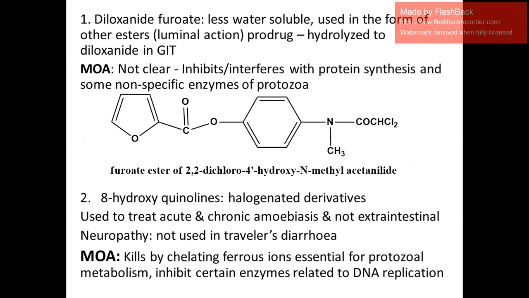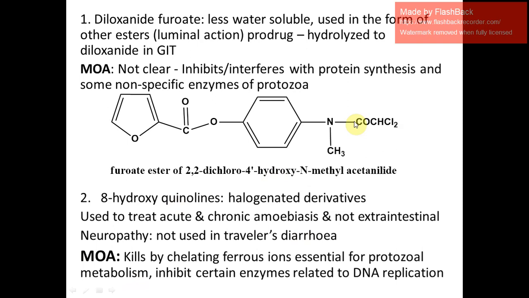The first drug is diloxanide furoate. It is less water soluble, used in the form of ester. Now this structure that you see, it is a furoate ester, right? Why? Because it is a prodrug. Ester drug, when it is taken into the body, because of the abundance of esterase enzymes present in the body, is going to be hydrolyzed by esterases, and it will give the active drug. Okay, so it is going to hydrolyze to diloxanide in the GIT, and it will exert its action as a luminal amebicide. So the mechanism of action is not clear, but it is still thought to interfere with the protein synthesis and some non-specific enzymes of protozoa.